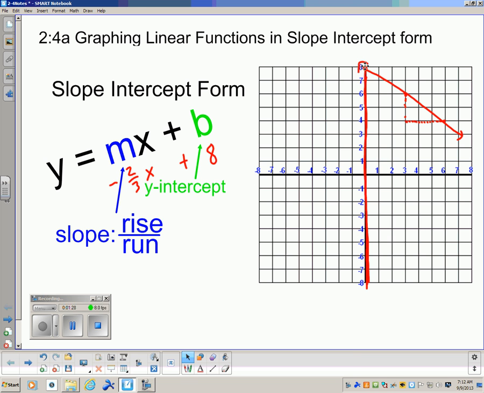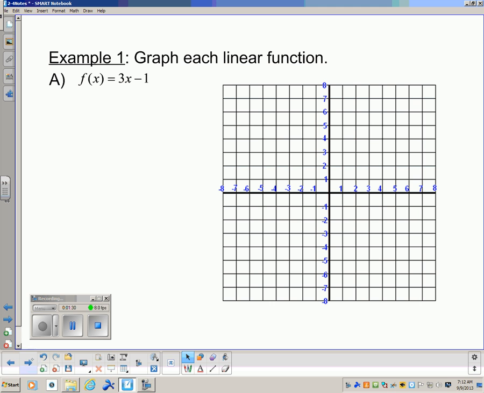So again, the b is where it hits this y-axis over here. So let's go on to an example. This one says f of x equals 3x minus 1. I'm going to underline these and identify the pieces here. My slope is m, and it's 3, and I'm going to put it over 1. So this is my rise, and this is my run. So I'm going to rise 3 and run 1 to the right. If it was a negative 1, I'd run 1 to the left.